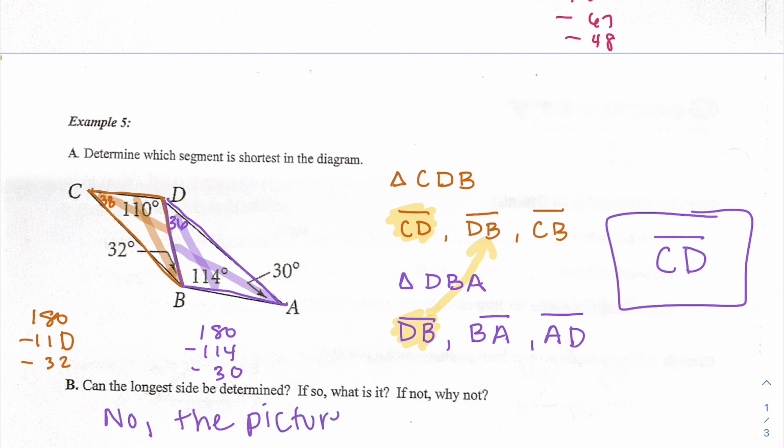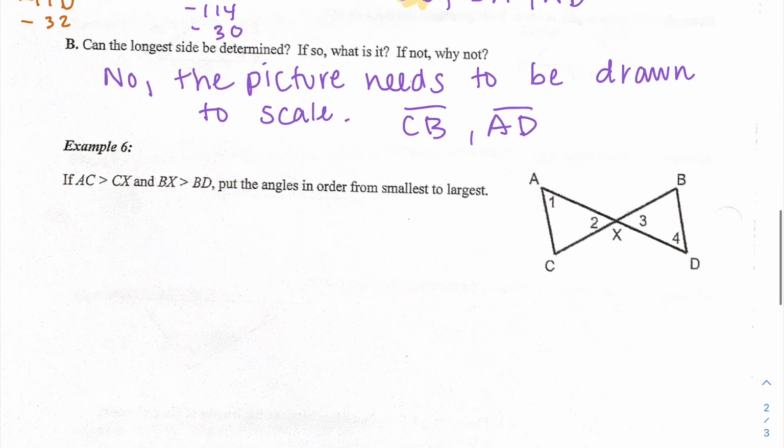B, can the longest side be determined? The answer here is no. The picture needs to be drawn to scale. Our longest side is either going to be CB or AD. We don't know how the two of them exactly relate. We don't know how much bigger CB is than DB and kind of comparing it from that.